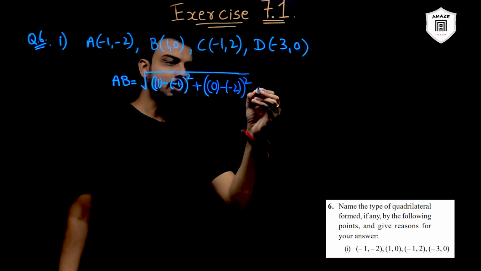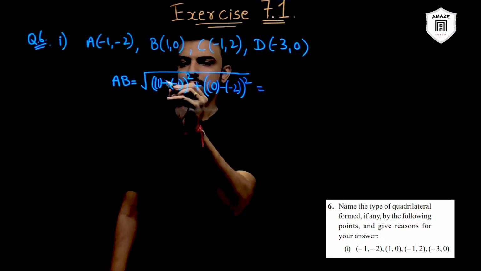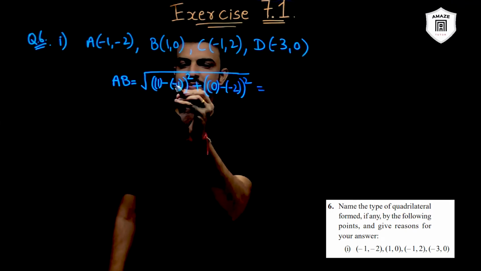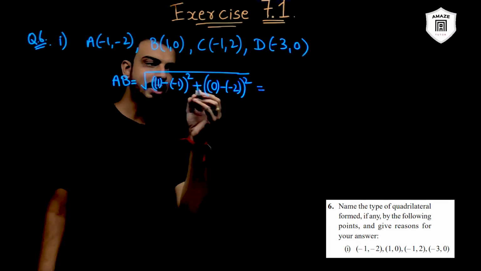So what we are getting from here, let's see. x2 minus x1. So 1 minus of -1, minus minus becomes plus. So 1 plus 1, which is 2. What is 2 square? It's 4.